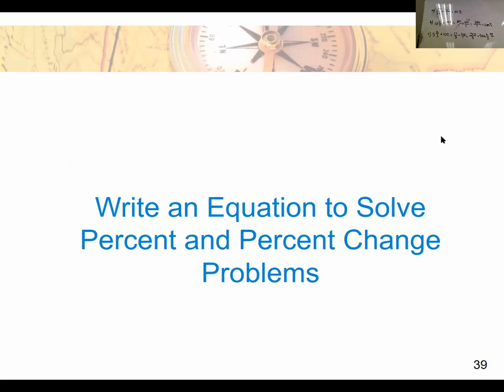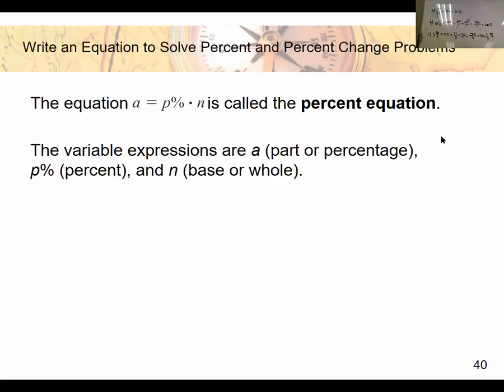All right, next we'll talk about how to write an equation to solve percent and percent change problems. Okay. Now the equation A is equal to P% times N. We call that the percent equation. Okay. So here the variable expressions are, the letter A is going to be the part or percentage. That's this variable here. And then P%, of course, that's a percent. And N is going to be the base or the whole.